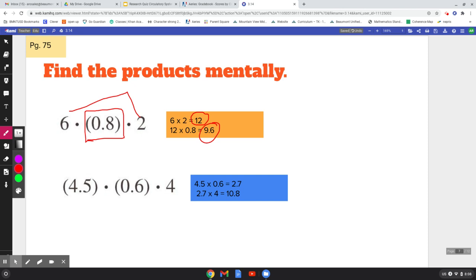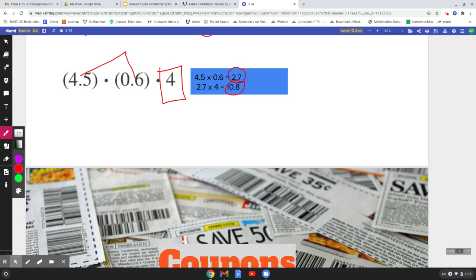And then for this one, there really wasn't an easier way. I mean, it just depends on how you kind of look at it. But I ended up just multiplying these two together, and I got 2.7. And then you got to multiply that by the last part of the product, which is 4. And then your answer should be 10.8. So those are important skills to know. Just remember to multiply 2 of them, and then multiply their answer by the one left over.